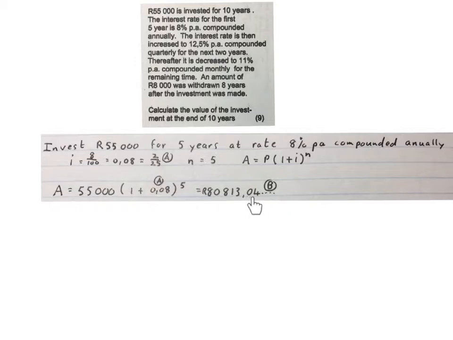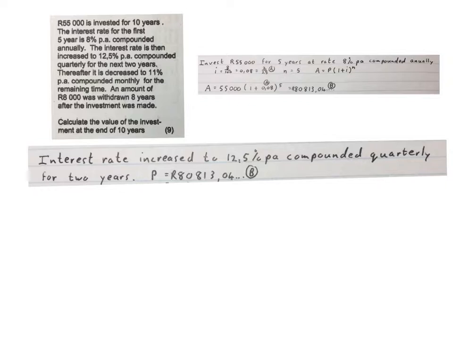Store that in one of our memories. I stored it in B. Please don't round off. We write three dots behind our answer and do not round off. After 5 years, this is the amount that's in the bank. So now it changes. The interest rate increased to 12.5% per annum compounded quarterly for 2 years. So this money is now going to grow.